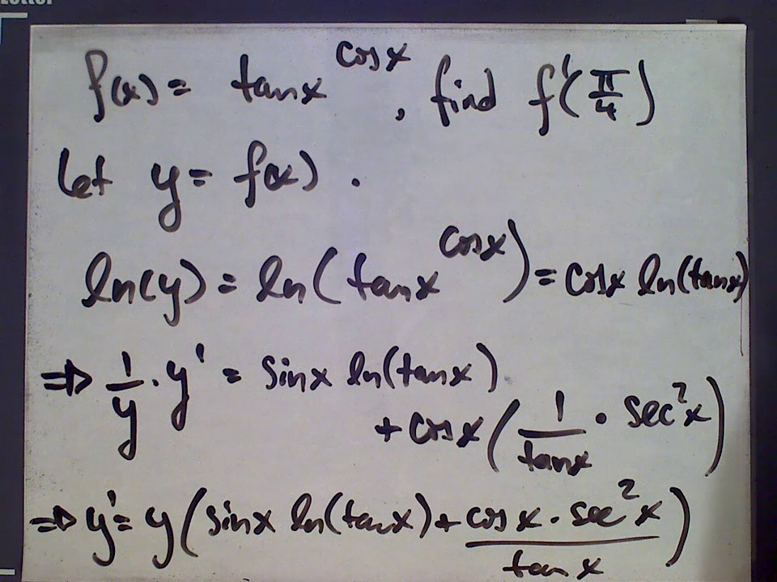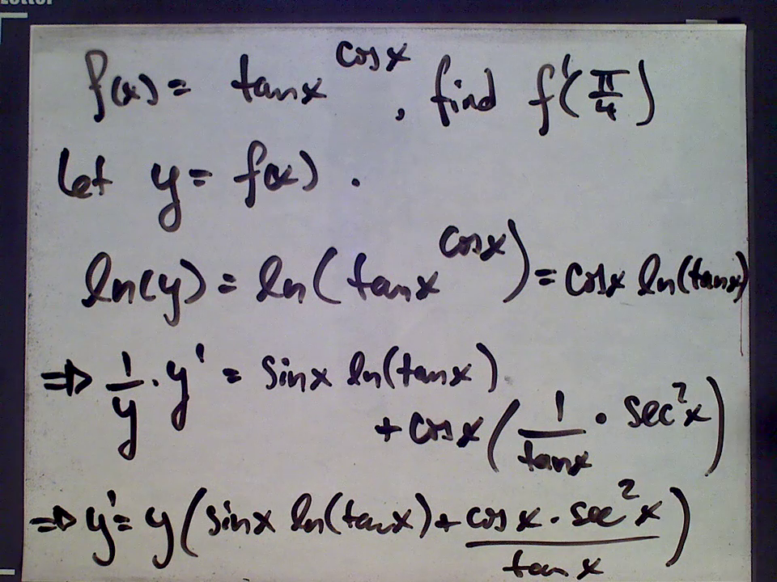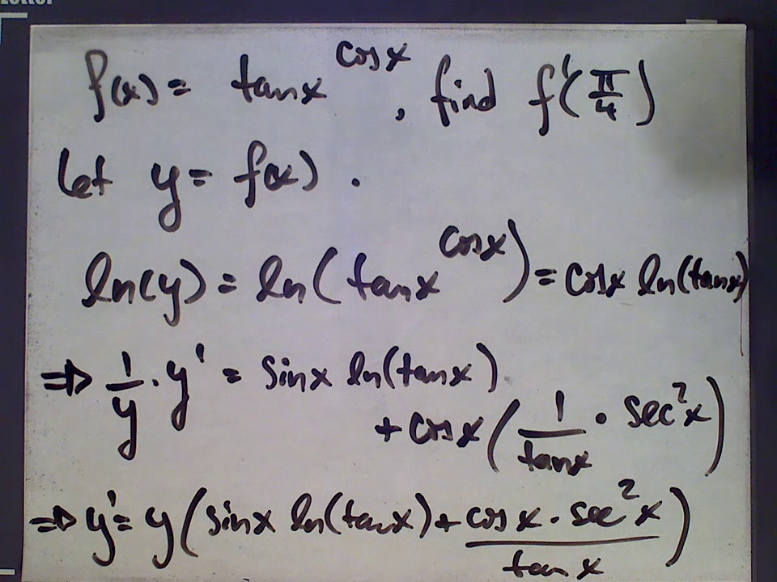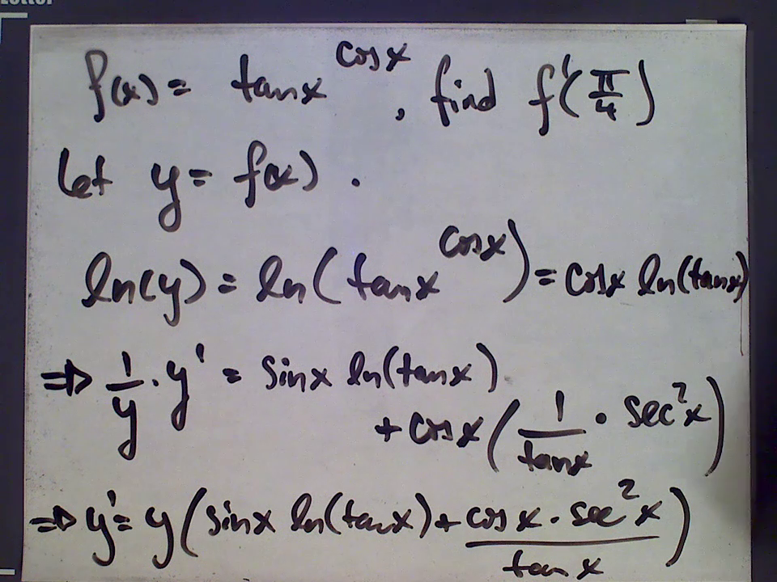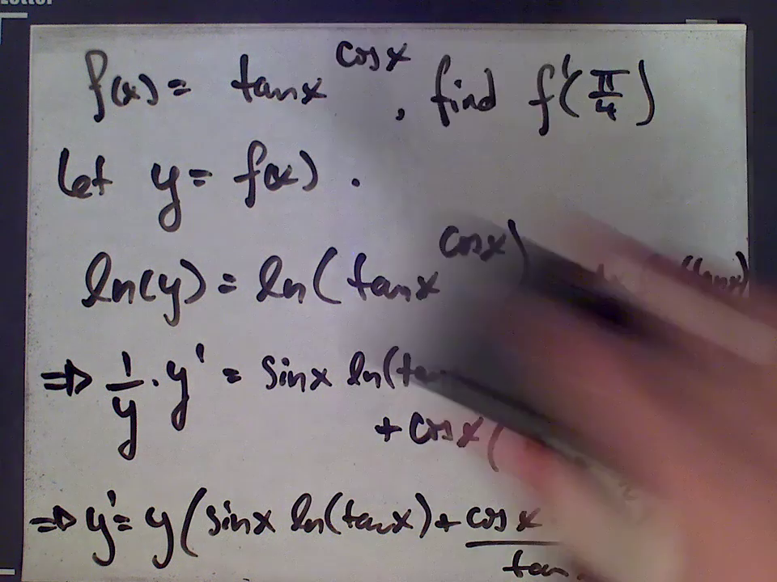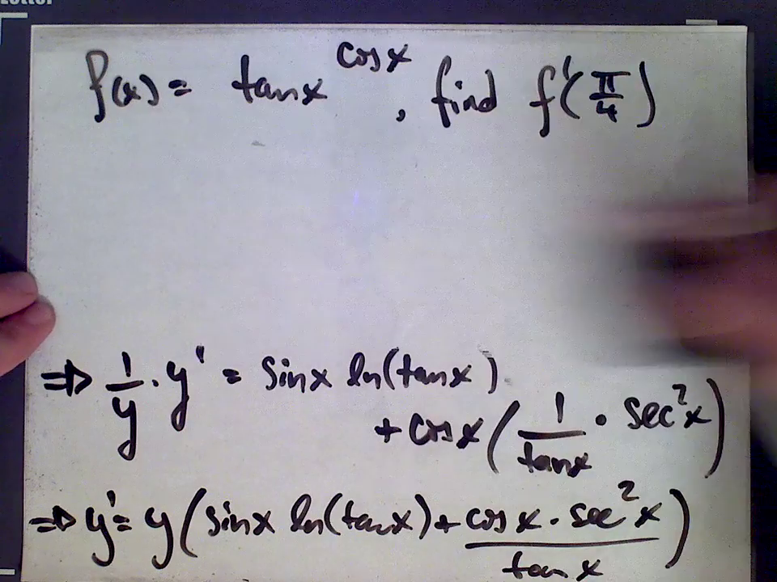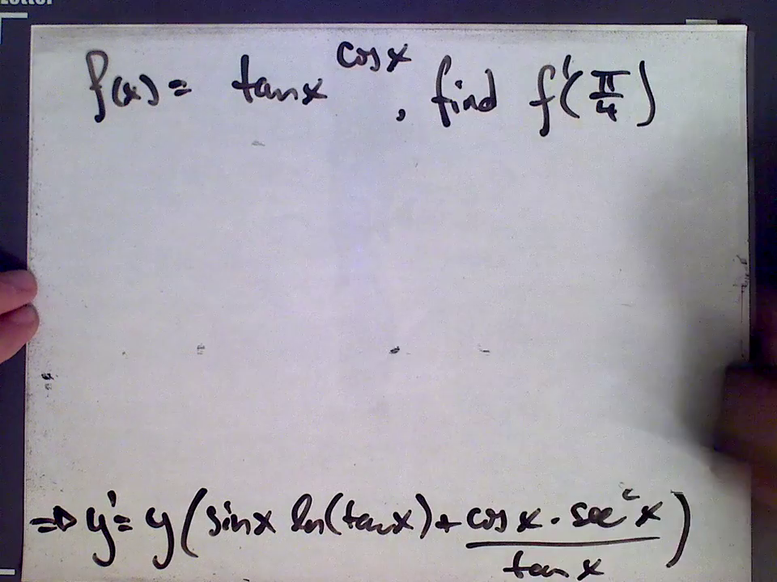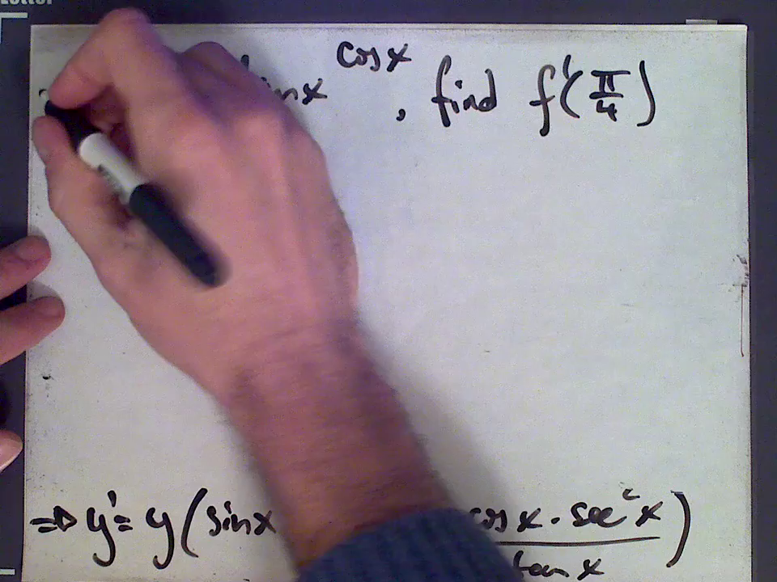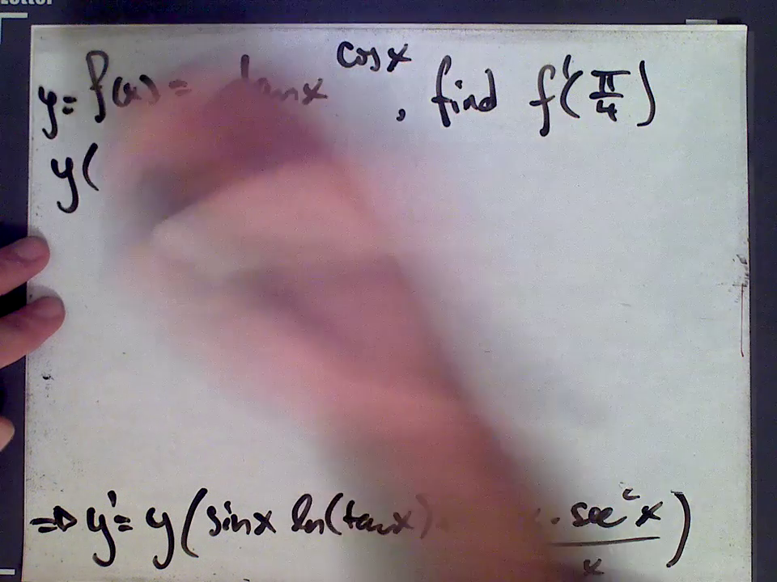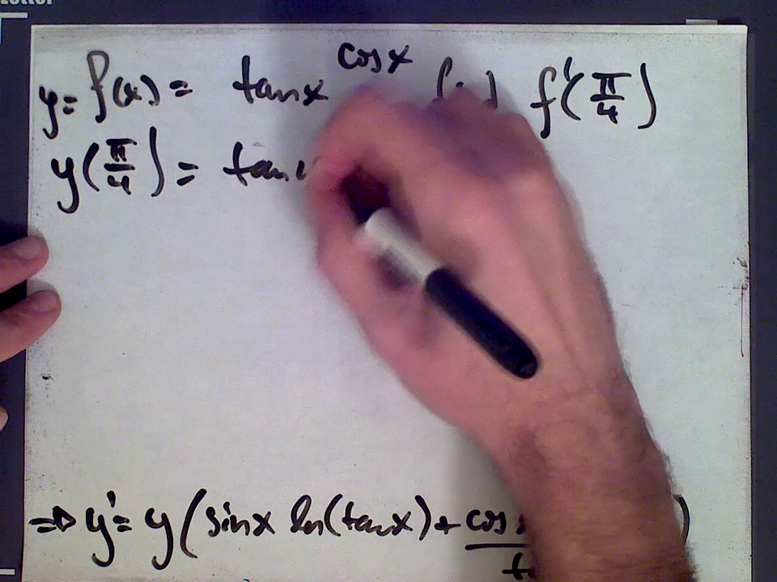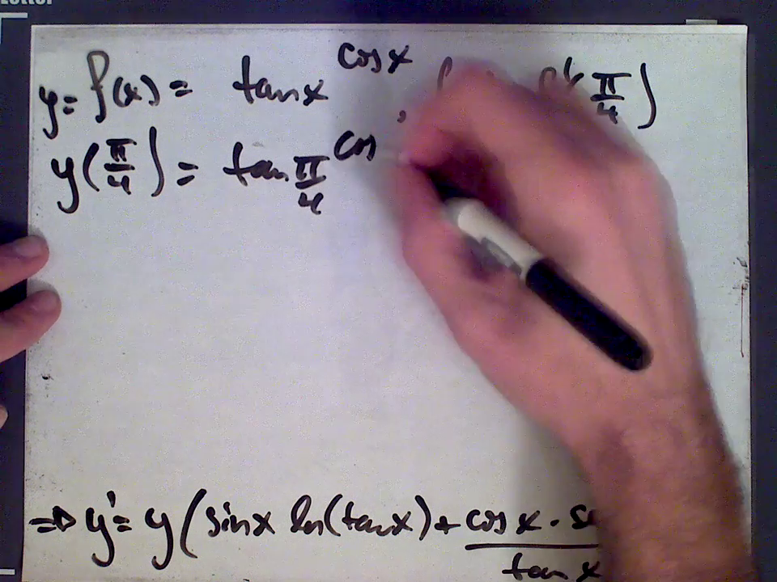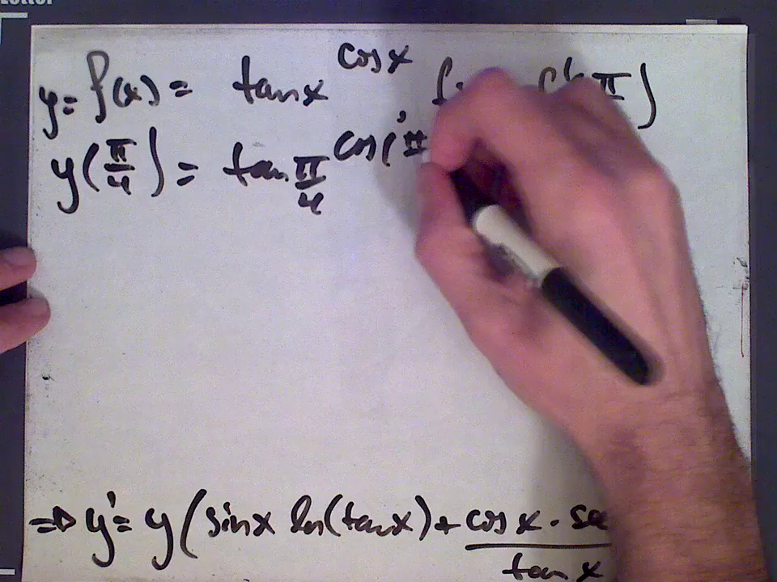Now, typically we'd want to simplify this, but we're asked to evaluate this at a point. So we might as well just plug the values into each of these functions involved in the derivative, and then evaluate the answer. First of all, y is f of x is tan x to the power of cos x. So what's y of pi over 4? It is tan of pi over 4 to the power of cos of pi over 4.